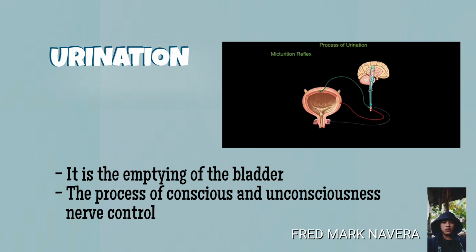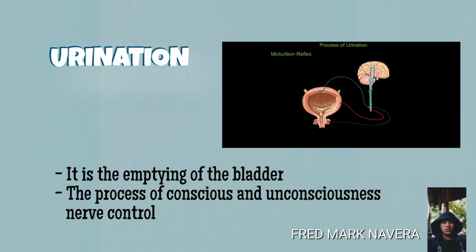So, as we move forward, once yung ihi natin has already been produced by our kidney and transported to our ureters and bladder, it's now time for urine to be expelled from our body. So, as we can see here, urination is the emptying of the bladder, and this is the process of conscious and unconscious nerve control. So, when we say conscious and unconscious, ito yung awareness natin kung kailan tayo mag-urinate, because yung urinary system natin is connected sa motor neurons natin. It sends signals sa brain natin, but may tendency na it can process the signal to our motor neurons. That's why may process of unconscious nerve control.